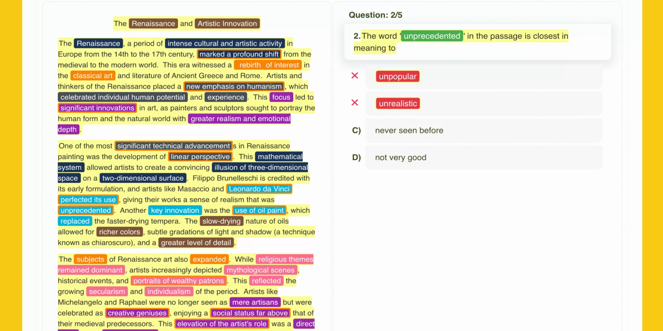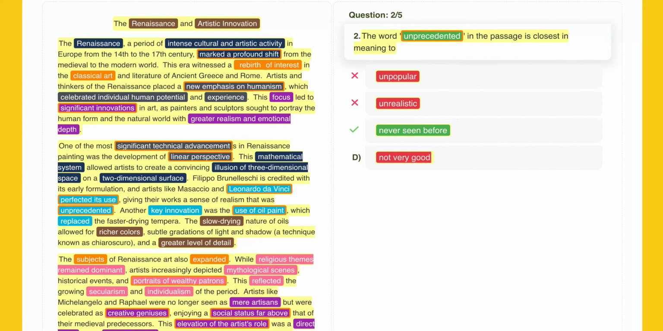Incorrect. Next, we'll examine option C, never seen before. This is perfect. If something is never seen before, it is truly unprecedented. This fits the context of advancements and innovations. It emphasizes that this new realism was a brand new achievement in history. Correct.